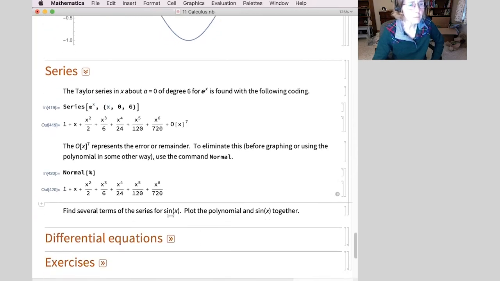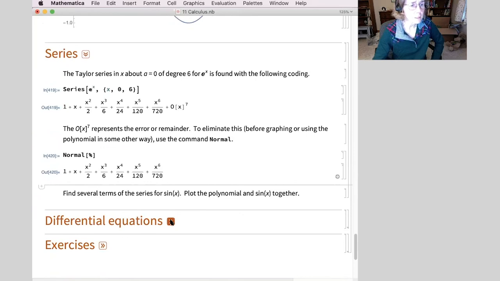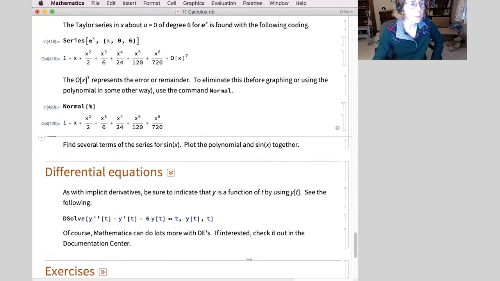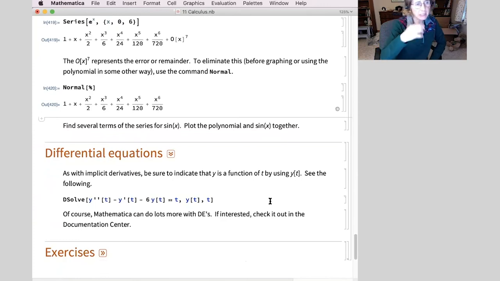Okay. We can find a couple others if you'd like. Differential equations. Okay, now I need to tell Mathematica what variable I'm using in here, and so I don't want just y's and t's floating around, that I need to say that y is a function of t, just as I did with implicit derivatives. Okay, so y double prime of t minus y prime of t minus 6y of t equals, double equals, t. And then y of t is my dependent function and t is my independent variable.